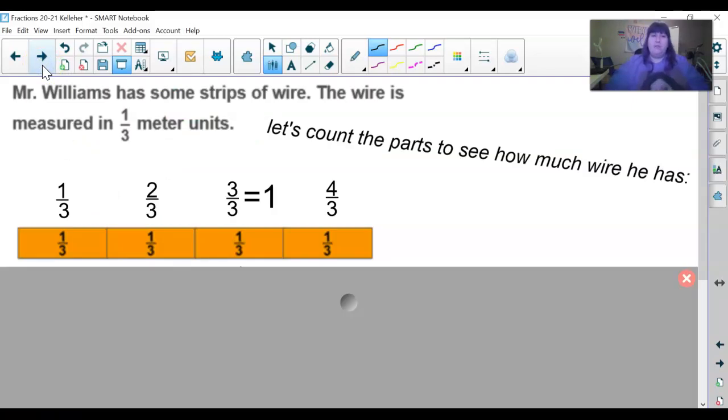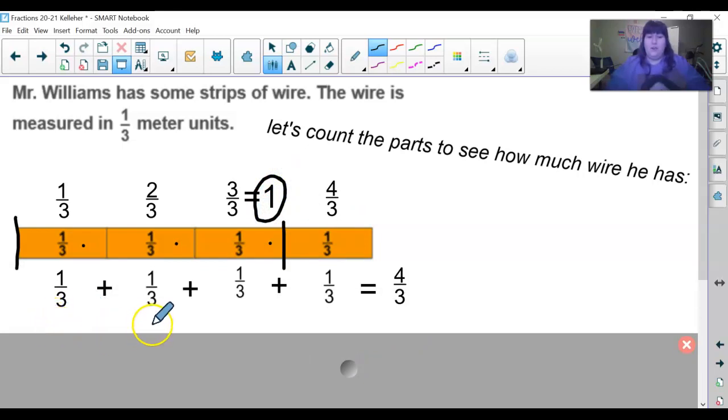So, an example, Mr. Williams has some strips of wire. The wire is measured in 1/3 meter units. Let's count the parts to see how much wire he has. 1/3, 2/3, 3/3. So this would be 1 whole meter. But then he has another 1/3 piece. So we could say he has 4/3, 4 1/3 pieces, more than 1 whole meter.